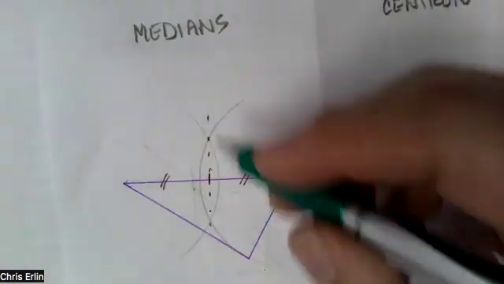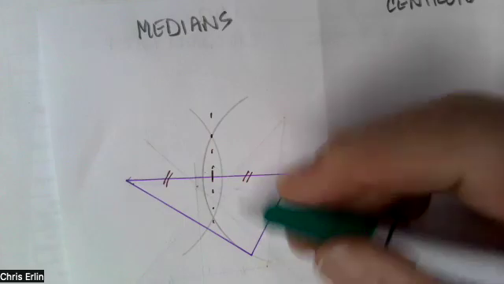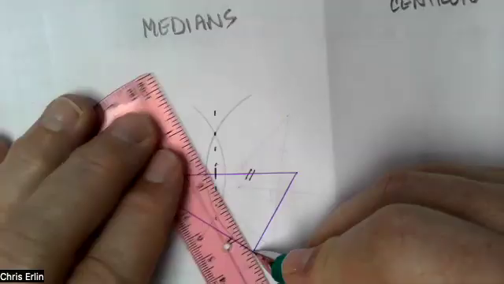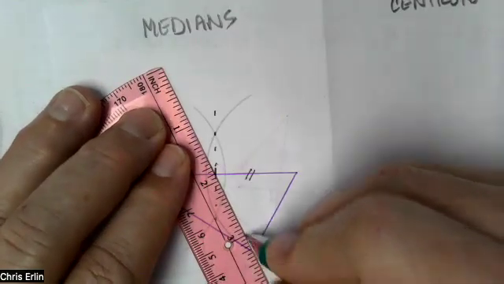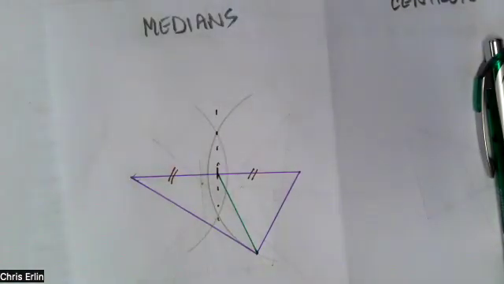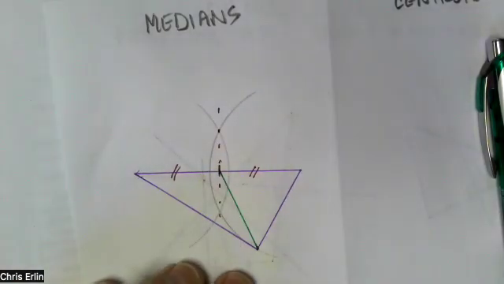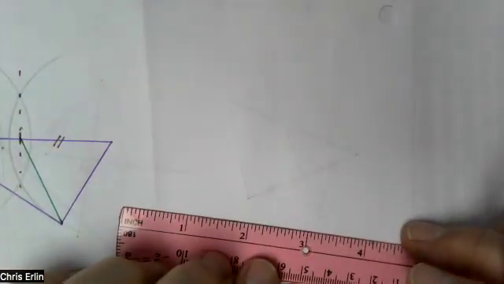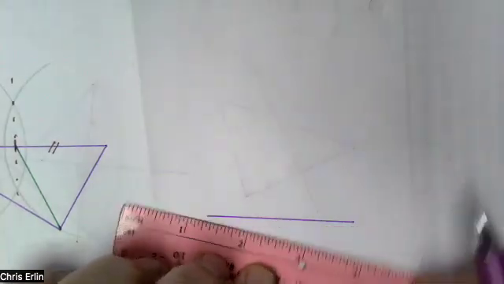Okay, to make the actual median, I need to connect this midpoint with this opposite vertex. That green line segment is my median. I'm going from a vertex to the midpoint of the opposite side. And let's construct a centroid, which means 3 of those.